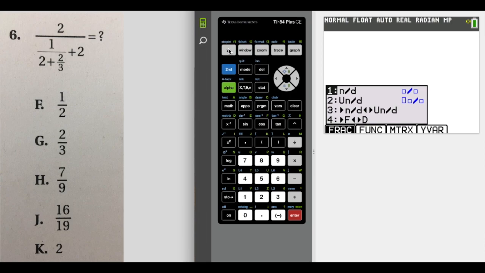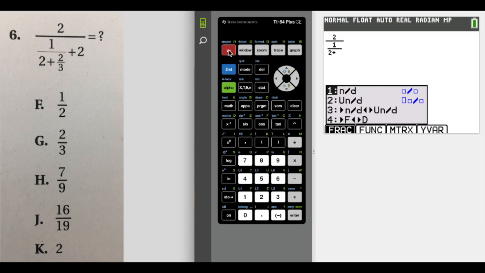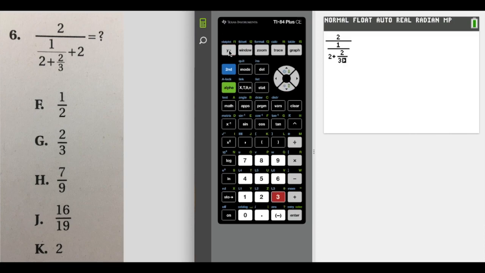So I select option number 1, and I can put my 2 in here, and it looks like I need to make another fraction, so alpha F1, make my fraction, 2 plus, and it looks like I need to do it one more time. Here is 2/3. Now I have to be very careful with this 2 right here, because this 2 right here does not go in this position that I have it on my calculator.